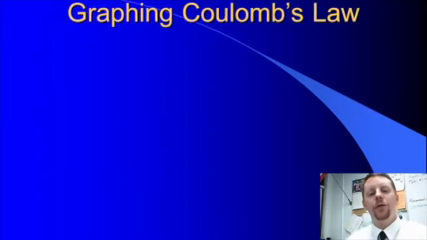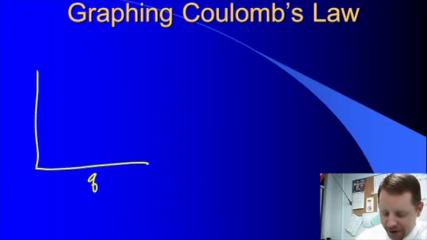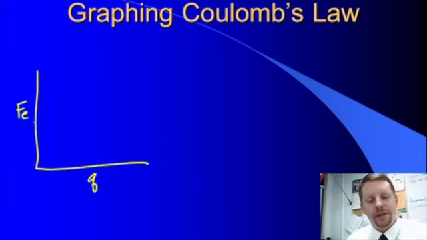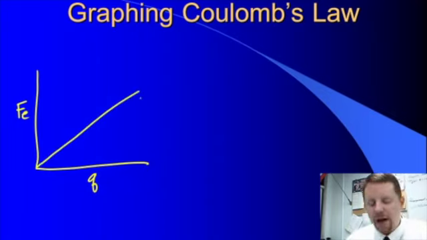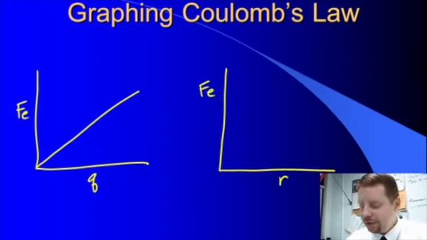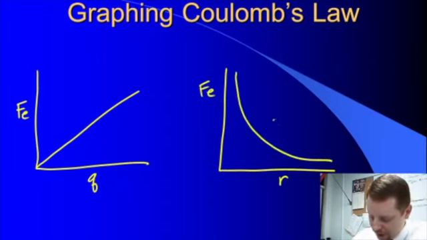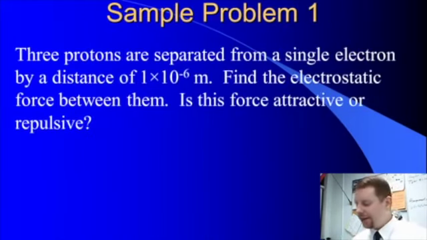Now, graphing Coulomb's law, let's take a look at what happens to the electrostatic force as one of the charges is increased. Because this is a linear relationship, as charge goes up, electrostatic force should go up. And if we also look at the electrostatic force compared to the distance between our charged objects, we have an inverse square relationship. This is proportional to 1 over r squared. Again, just like we saw with Newton's law of universal gravitation. Let's put some of this into practice.